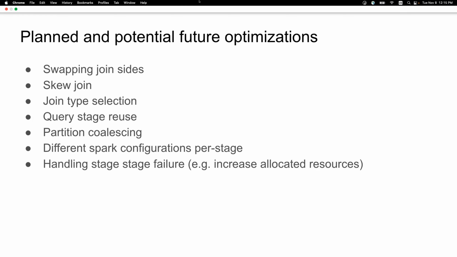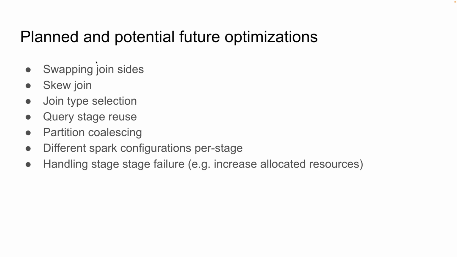For skew join, would this essentially be kind of like a re-implementation on the Presto side? Yeah. Got it. Yeah, it's sort of to bring us more to parity with some of the features that Spark has. Makes sense.